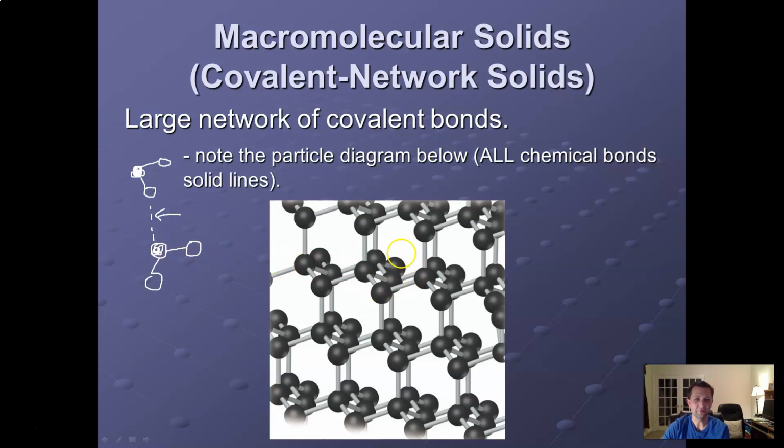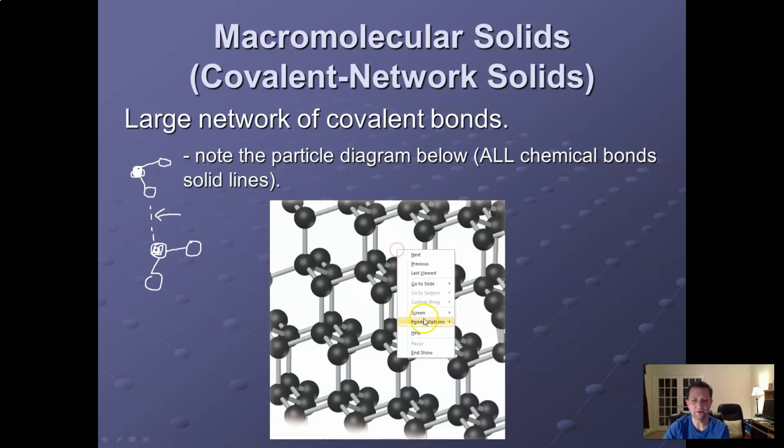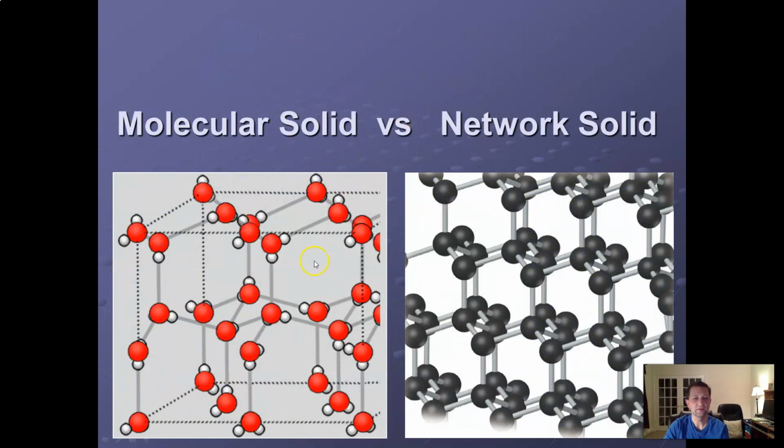Here, though, for a covalent network, we don't have any intermolecular forces. Everything is intramolecular in terms of the bond, from one atom to another one. It's a huge network of covalent bonds, as I just scribbled everywhere. So let's take a look at this in a little bit more detail. This is what I was just trying to draw on the previous slide.